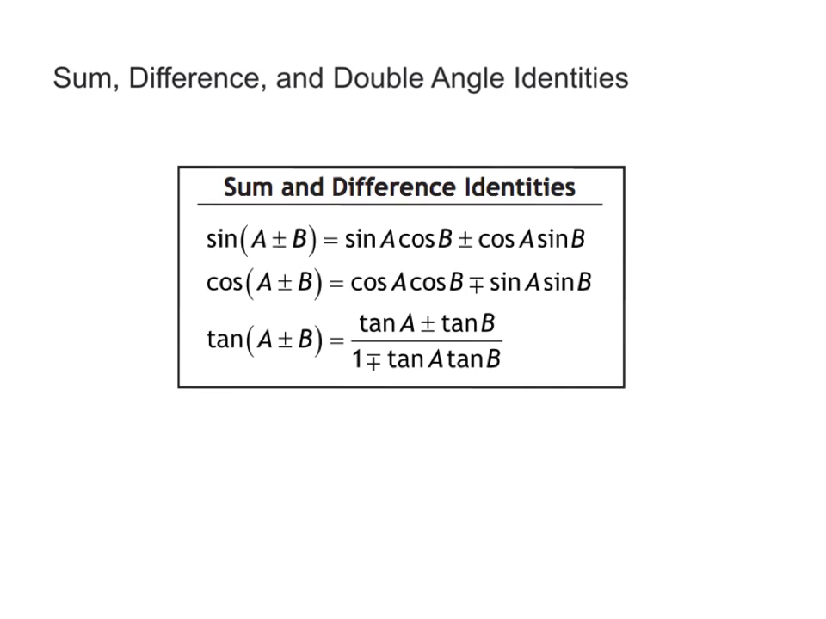There's the sine sum identity, which is sine A cos B plus cos A sine B. And then the sine difference identity, which is sine A minus B, which equals sine A cos B minus cos A sine B. And then there's a sum and a difference identity for cosine, and also one for tangent. And that's all of them right there.